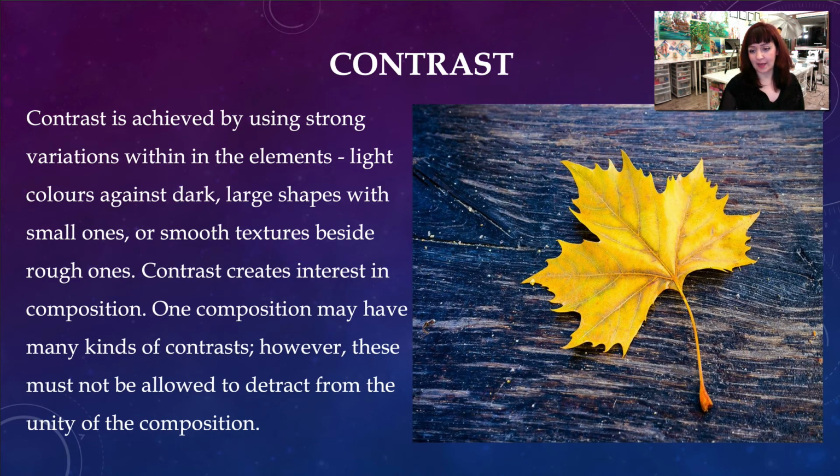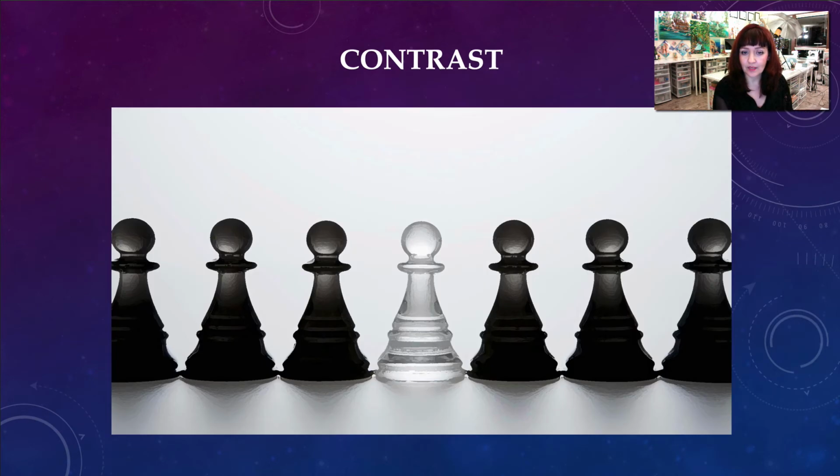So in this example, you have a very bright yellow leaf on a wooden background in a different color. So the color has contrast, but not only the color, the texture has contrast. The texture of the leaf is very different from the texture of the wood in the background. So that creates a contrast.